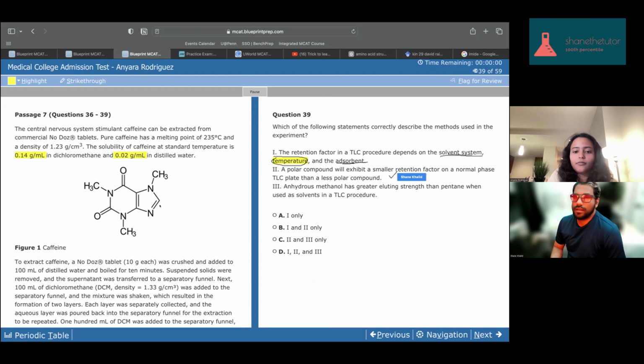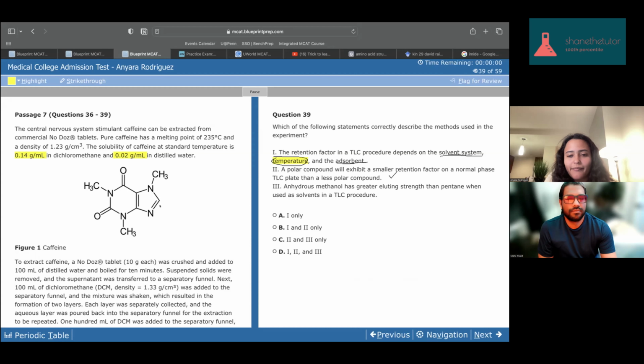All right. Roman numeral 3. Anhydrous methanol has greater eluting strength than pentane when used as solvents in a TLC procedure.